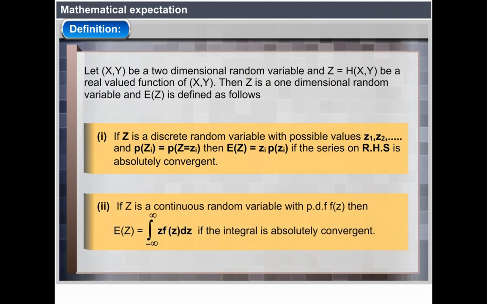Subdivision 2. If Z is a continuous random variable with PDF f(z), then E(Z) equals integral from minus infinity to plus infinity z into f(z) into dz, if the integral is absolutely convergent.